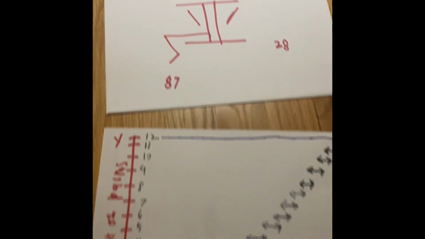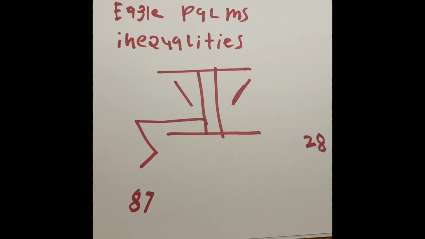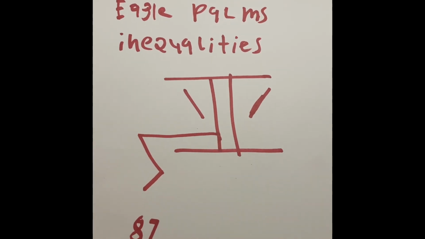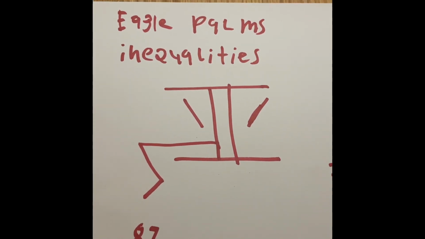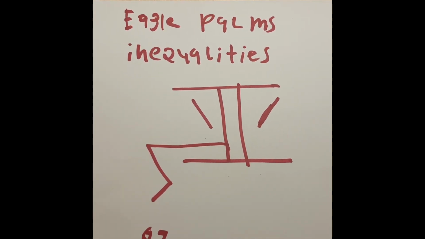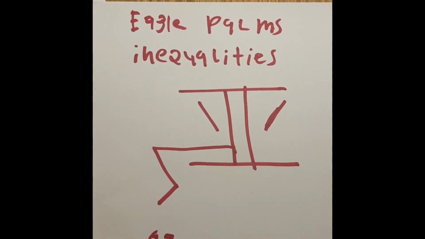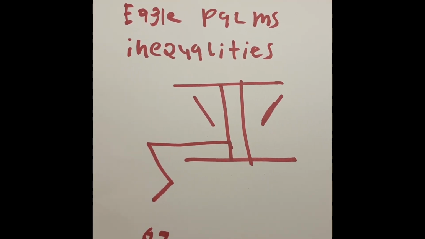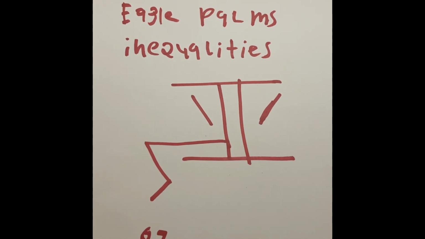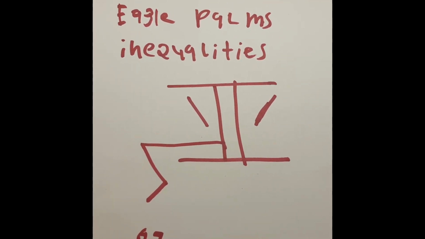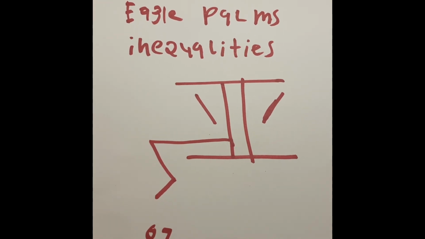I hope this video has helped you understand what eagle palms are, how many you can get, and what inequalities are. Did you know the maximum number of eagle palms a scout can get is 23? That means he would have to earn almost every merit badge there is. The Boy Scouts of America has around 140 badges. Can you get them all?